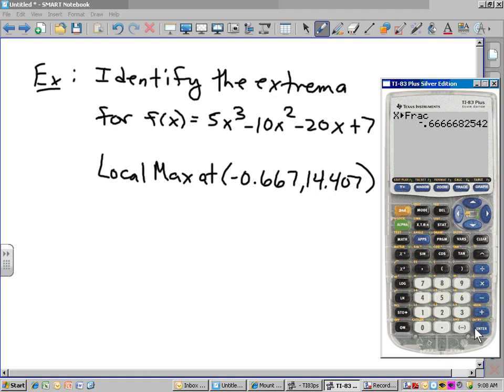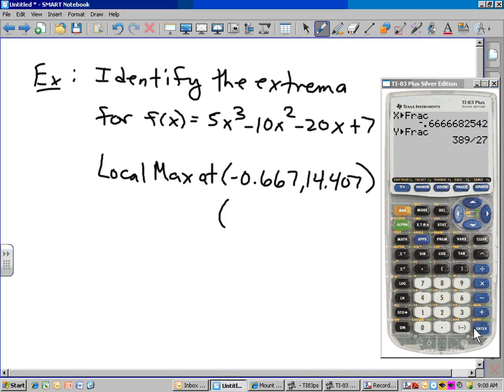Let's try y. Where is y? It's alpha number 1. A little hard to see on my calculator. Alpha number 1 is y. Math, fraction, and that one actually worked. Now, there is some rounding error with the calculators, so I'm going to go ahead and write negative 2/3 and 389 over 27. I actually worked this out using calculus, and I got the exact answer of negative 2/3. So, I'm going to have to check out why the calculator is slightly off.